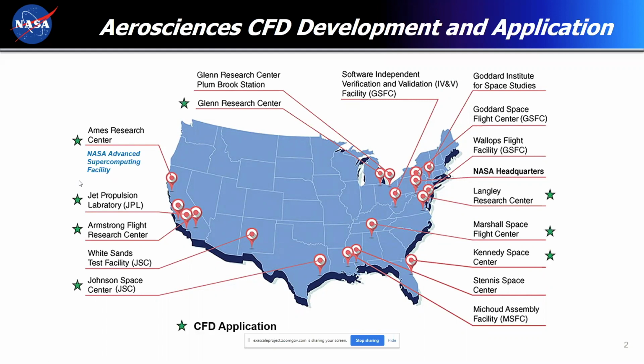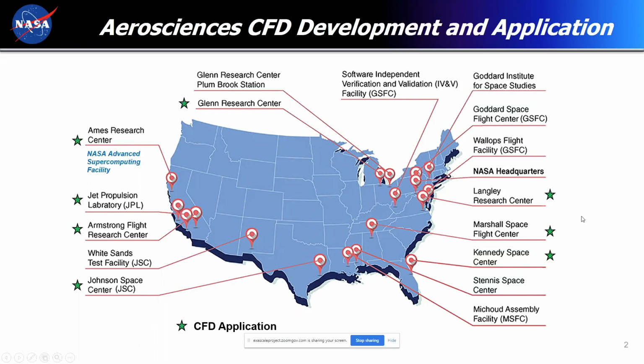I'm adding some green stars now to give you a feel for where CFD is applied at the different centers. So Glenn, Ames, JPL, Armstrong, Johnson, Langley, Marshall, and Kennedy. You will find some form of aerosciences CFD going on there. There's certainly other CFD across the agency, for example weather simulations at Goddard, but for the most part it is aerosciences CFD, aerodynamics and space aerodynamics and so forth.